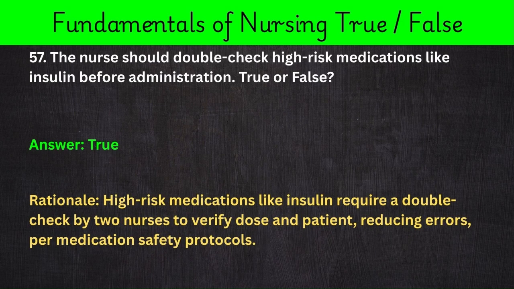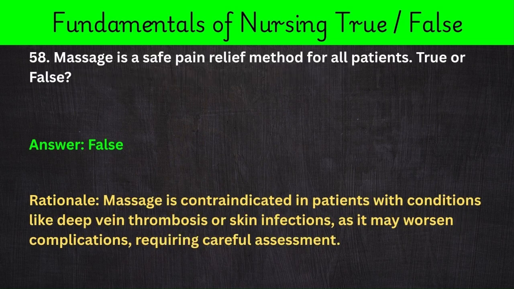57. The nurse should double-check high-risk medications like insulin before administration. True or false? Answer: True. Rationale: High-risk medications like insulin require a double check by 2 nurses to verify dose and patient, reducing errors per medication safety protocols.